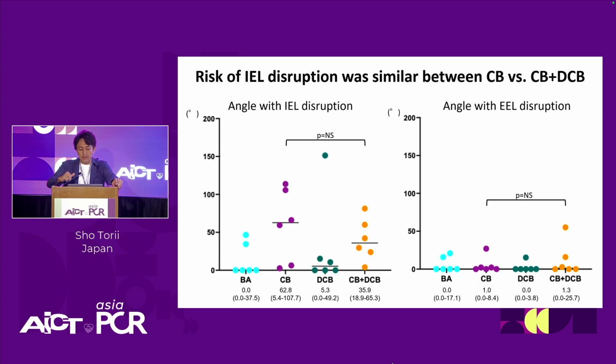And this demonstrates the IEL disruption and the EEL disruption. Of course, the IEL disruption was higher with cutting balloon usage, in the cutting balloon group or cut and drug strategy. But you should know that the risk of IEL disruption was similar between the cutting balloon usage and the cut and drug strategy. So adding a drug-coated balloon after the cutting balloon doesn't raise safety concerns. And when you look at the EEL, the outer side of the media, if you cut the EEL it's going to cause a stenosis after that, but it was okay. It's very safe, with EEL disruption similar between the 4 groups.